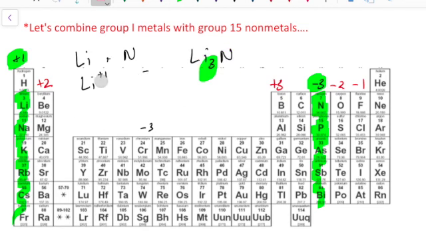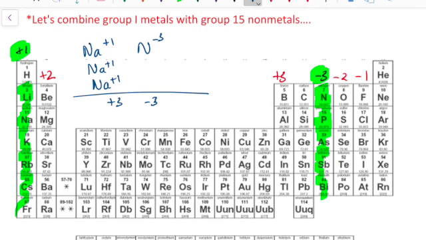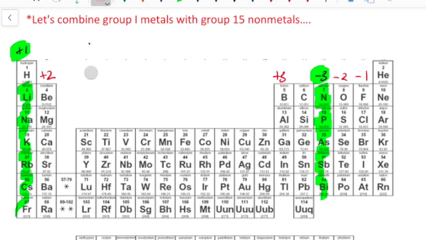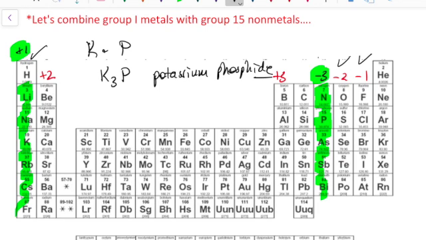So if I wanted to combine, for example, we'll do 2 more here. If I wanted to combine sodium with nitrogen, I would need 2 more sodiums. Balances out to 0. So this is going to be Na3N. What's its name going to be? Sodium nitride. How about you try potassium and phosphorus? Okay, you should have gotten K3P, and its name is potassium phosphide, IDE ending. So now we know how to combine group 1 with group 17, group 1 with group 16, group 1 with group 15.